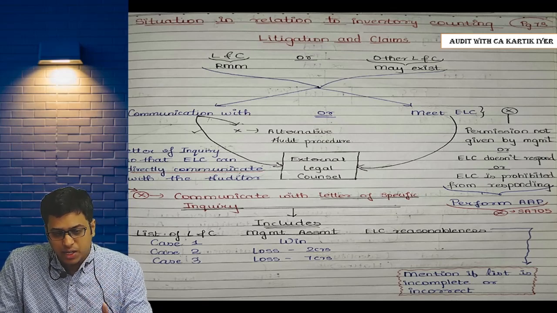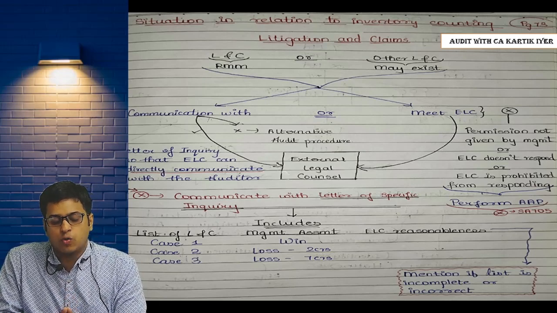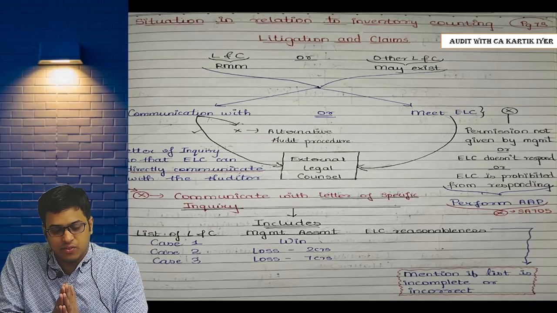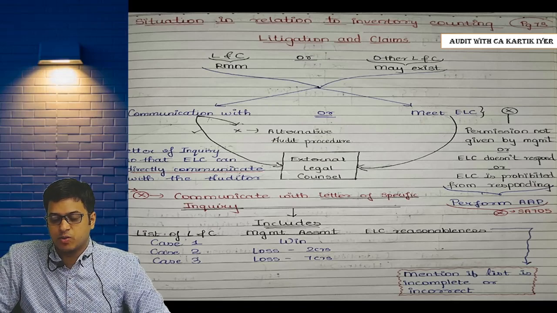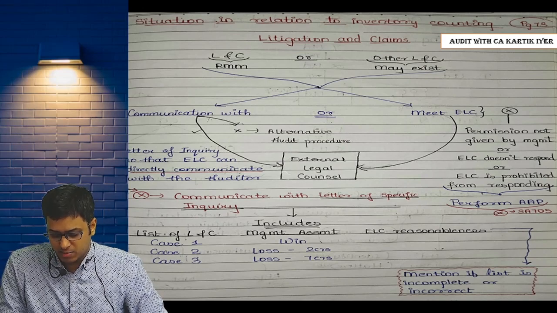If this happens, then the auditor will be forced to do alternative audit procedures. And of course, if we are not able to do that either, then of course your dear friend standard is there. You will report as per what? SA 705. Simple, brother. That we did in relation to litigation and claims.